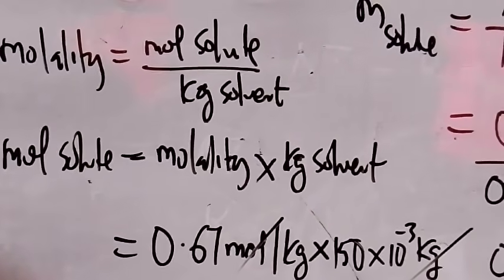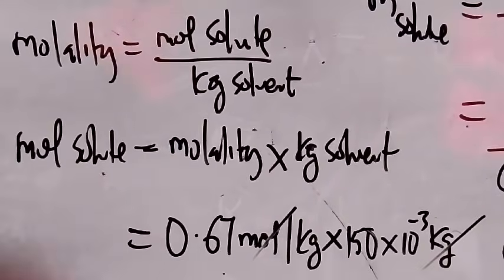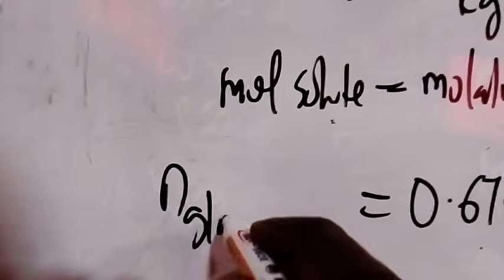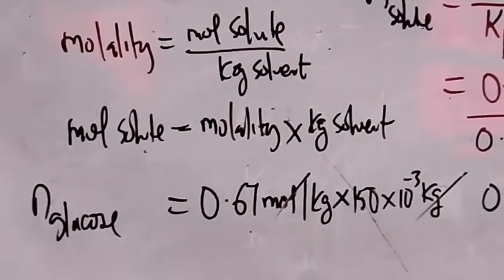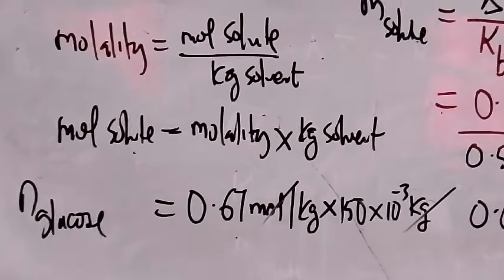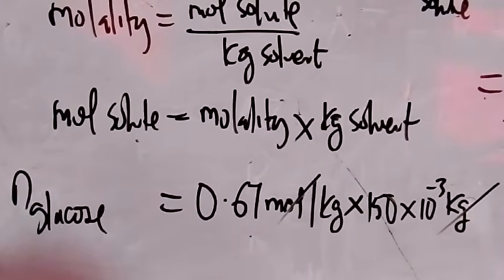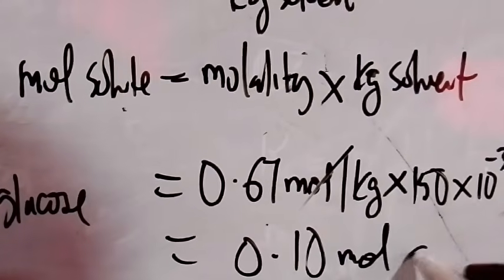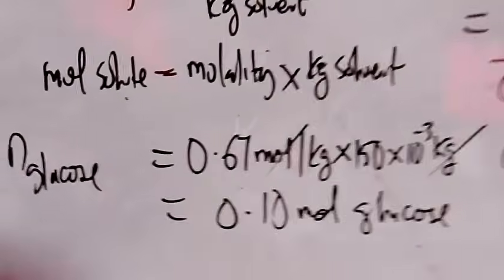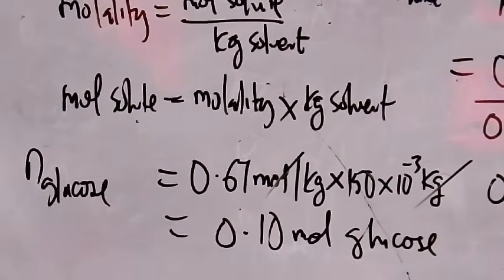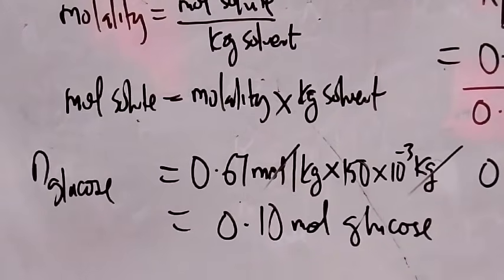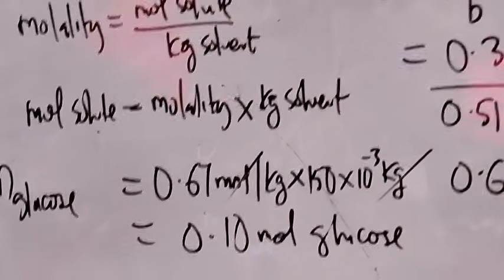Okay, so the moles of solute, which is our glucose. Okay, so this is moles of glucose. So we multiply there 0.67 times 150 exponent negative 3. So it's giving us 0.10 moles of glucose. So these are the moles of glucose. So if we know the number of moles, then we can calculate the molar mass.